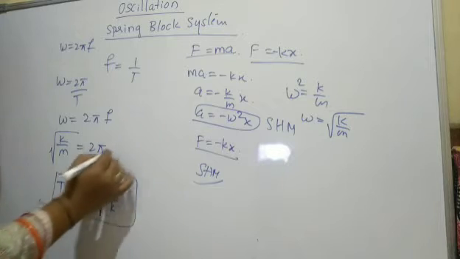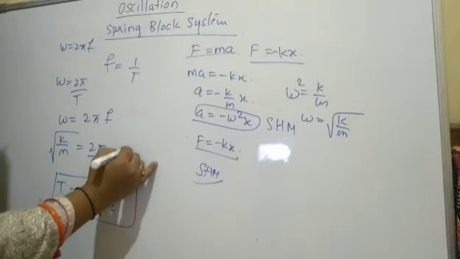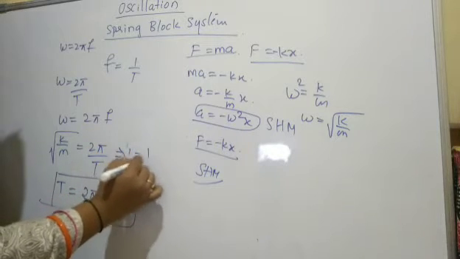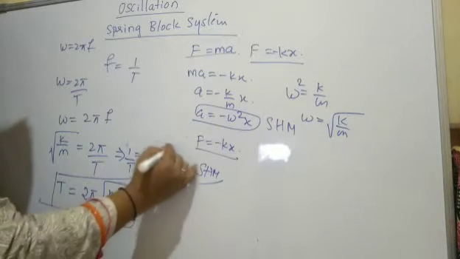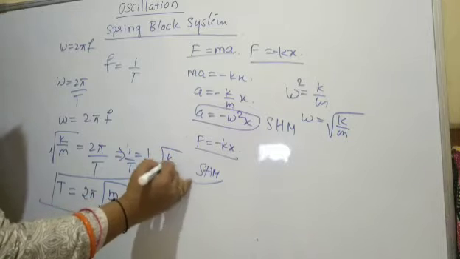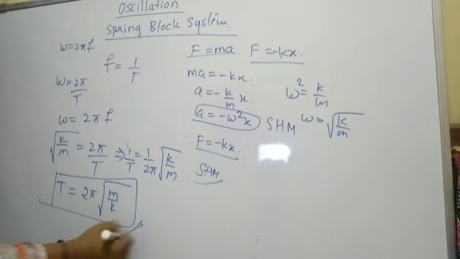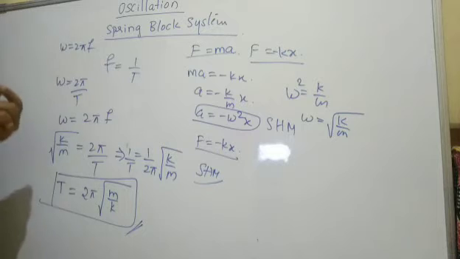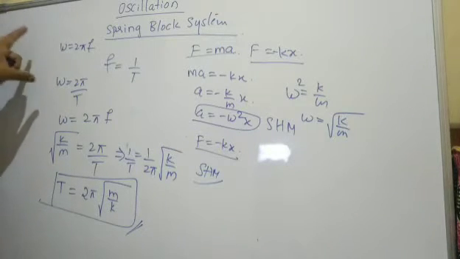So you can just take it as t is equal to 1 by 2 pi root of k by m. So directly I have taken the time period t is equal to 2 pi root of m by k. So this is the time period required for the particle to execute the simple harmonic motion. So this is about the block.